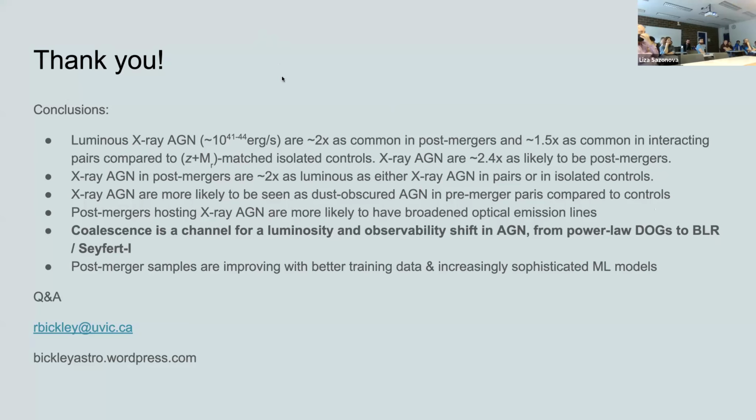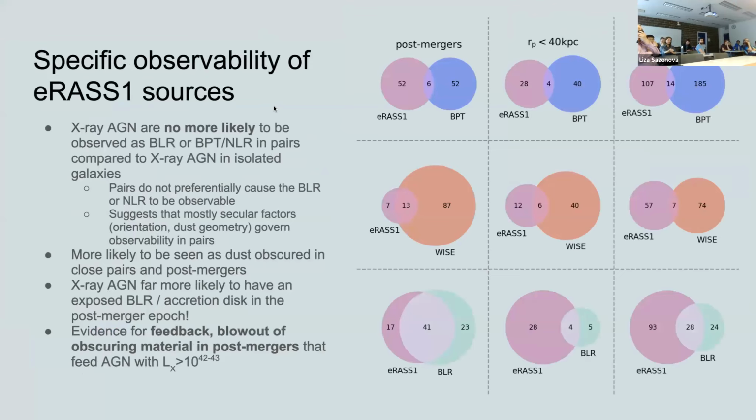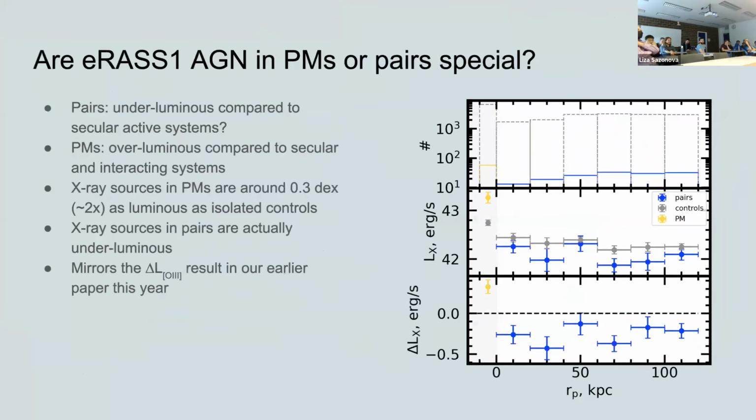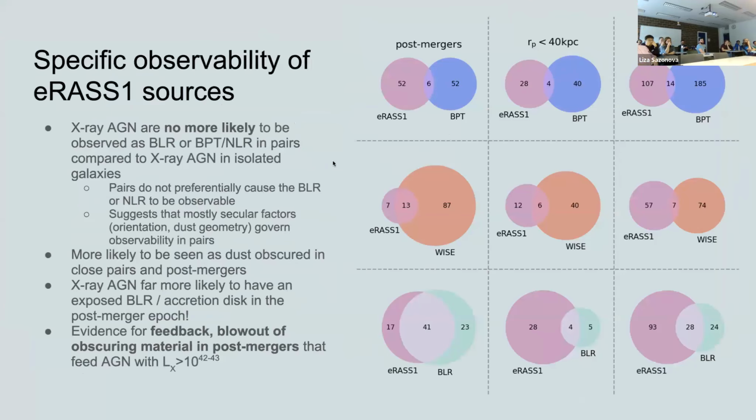If you go back to the lots of Venn diagrams, the one big Venn diagram. No, the other one. I find it interesting that you have fractionally more X-ray detected AGN that are also in mid-infrared, which tells you they're dusty. But you also say you have more X-ray AGN with broad line regions, which implies that you're blowing out or destroying the dust. How do you think the two agree with one another?